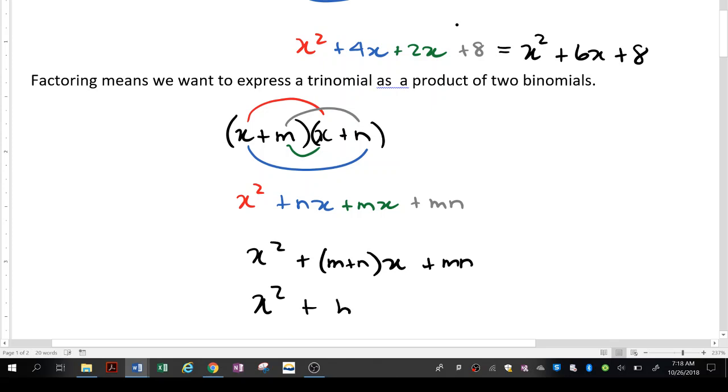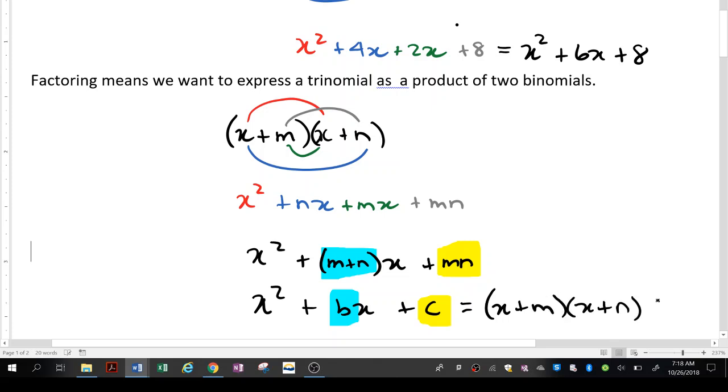Now notice the relationship here between what I've done here and our general form of our trinomial, x squared plus bx plus c. And you'll notice here that c is the product of two factors, m times n, such that those two factors add up to our middle term. And that is equal to the product of our binomials, x plus m, x plus n, like that.